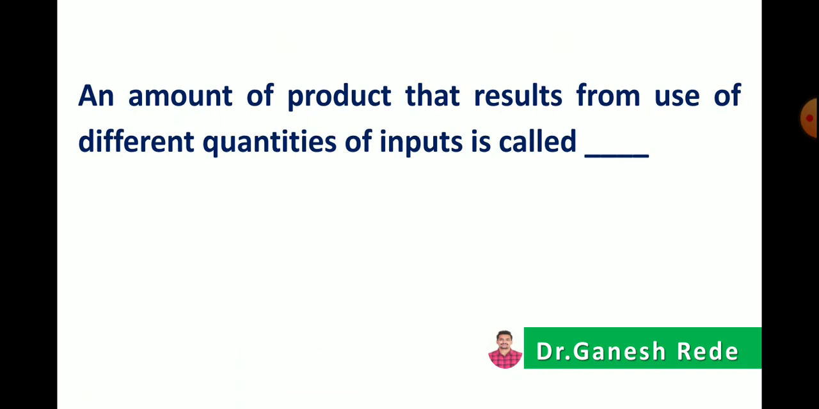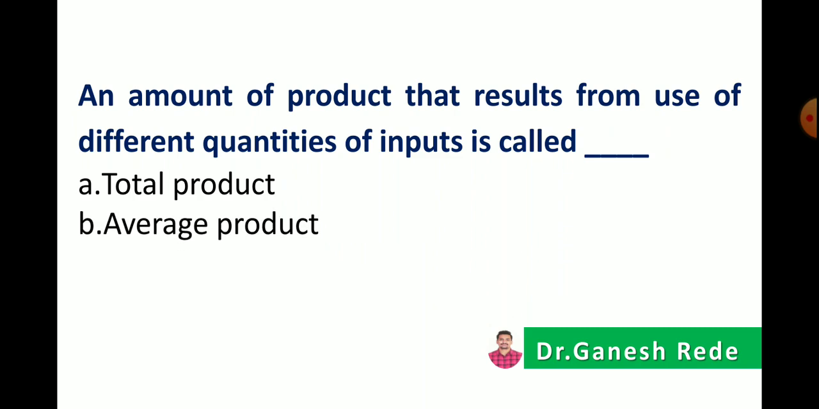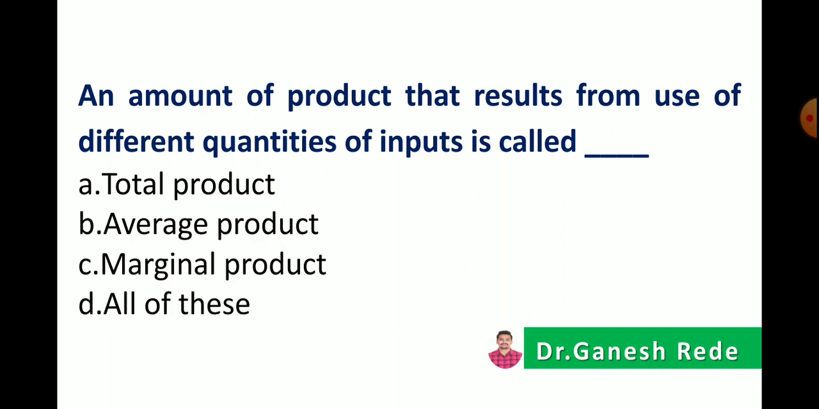The next: an amount of product that results from use of different quantities of inputs is called option A, total product; option B, average product; option C, marginal product; or option D, all of these. Correct answer is total product. An amount of product that results from use of different quantities of input is called total product.